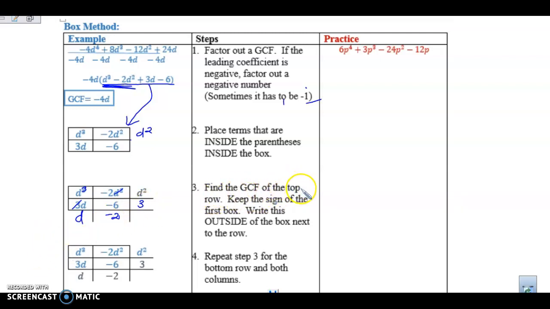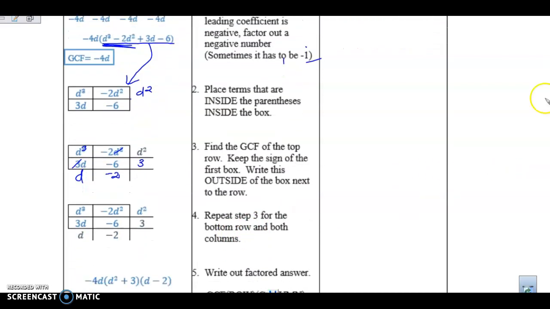So find your greatest common factor on the top row, and then write it on the outside of the row. Repeat step 3 for the bottom row and both columns. So that's what we did. Alright, so then that leaves me with d squared plus 3. That's here, d squared plus 3. And this one here is d minus 2. And that gives me the whole thing. So let's try it.